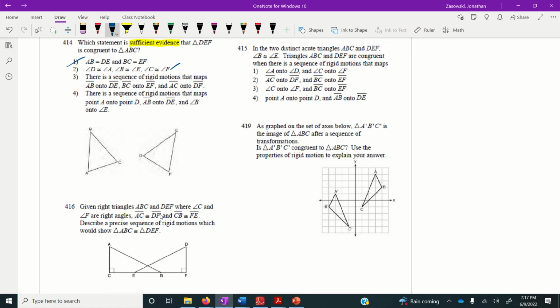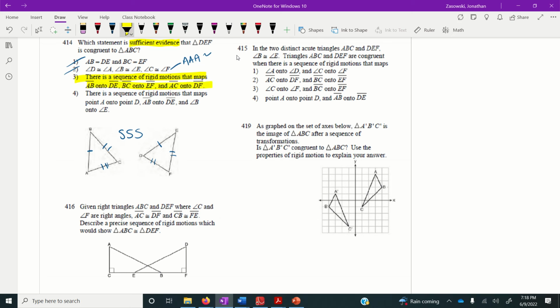Also, remember that if you have the three angles, that's angle, angle, angle. This is for similarity, not congruence. That is also out. Number three, we have a sequence of rigid motions that moves these sides onto each other. So AB onto DE, those would be equal. We have BC onto EF, so those are going to be equal. And then AC maps onto DF. So this is going to be true because of, as we talked about here, side, side, side. And so this would be our choice that we would want to make.